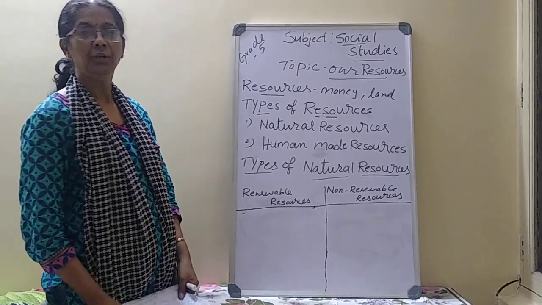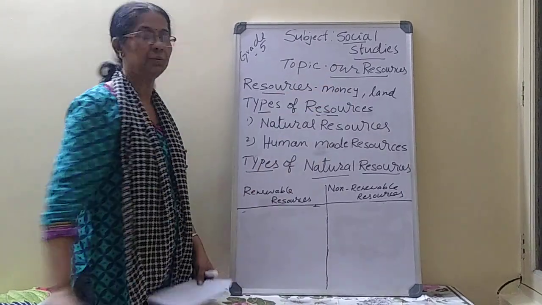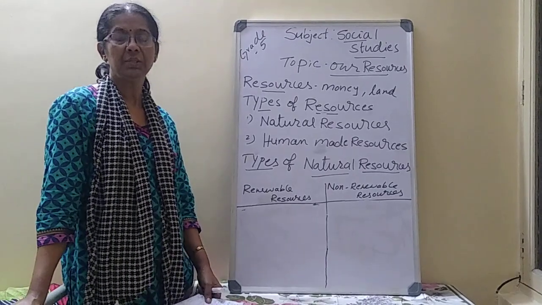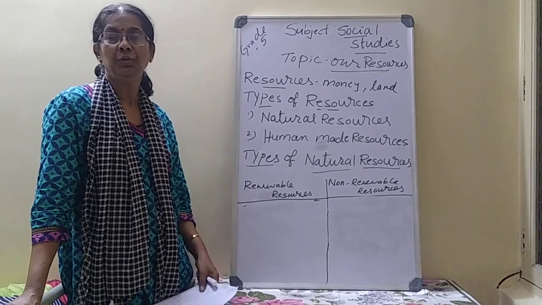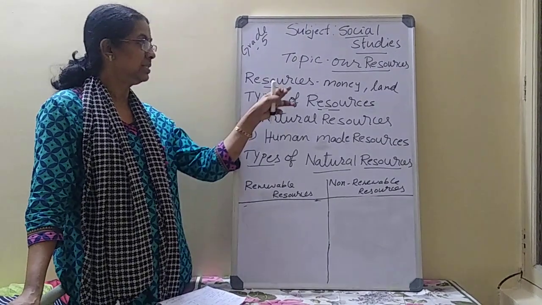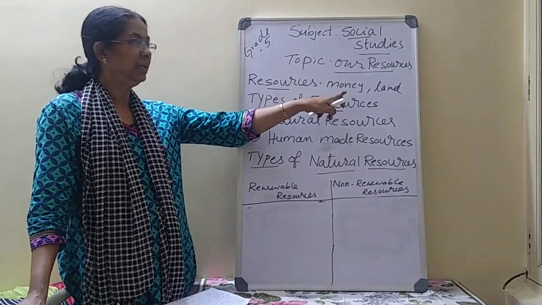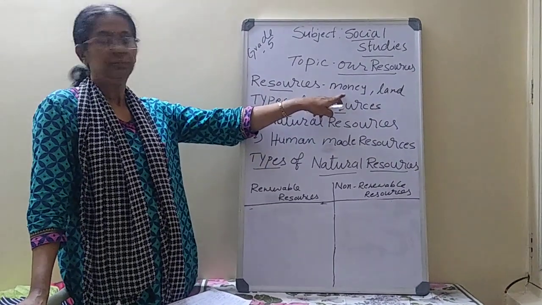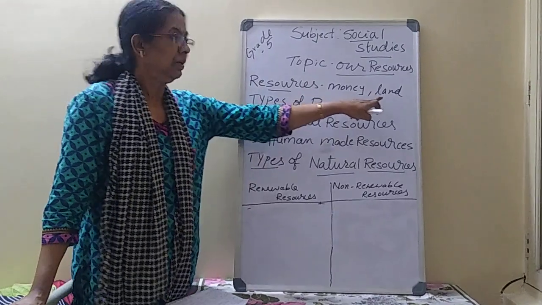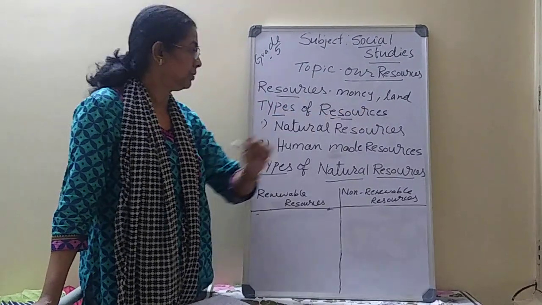Today, we are going to learn about our resources. What do you mean by resources, children? The things we use to fulfill our needs are known as resources. Example, money and land. We need money for everything. If you have land, we can construct our house.